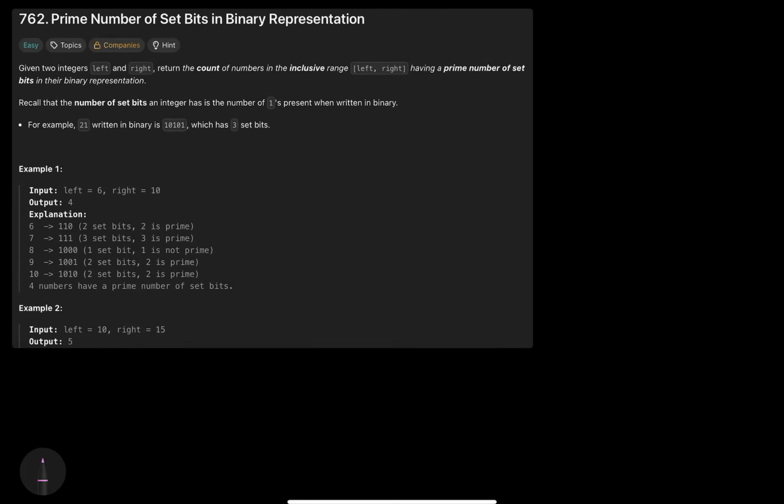Hello everyone, so today we are going to solve this LeetCode problem, which is prime number of set bits in binary representation. What it means is that we have been given two integers, left and right, and we have to return the count of numbers in the inclusive range. That is, we have to consider both left and right.